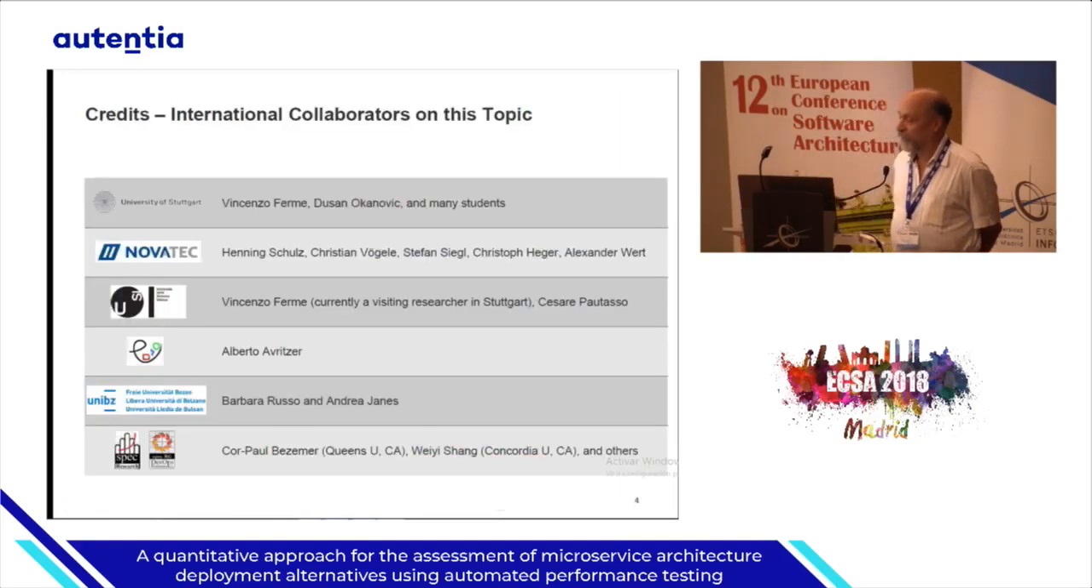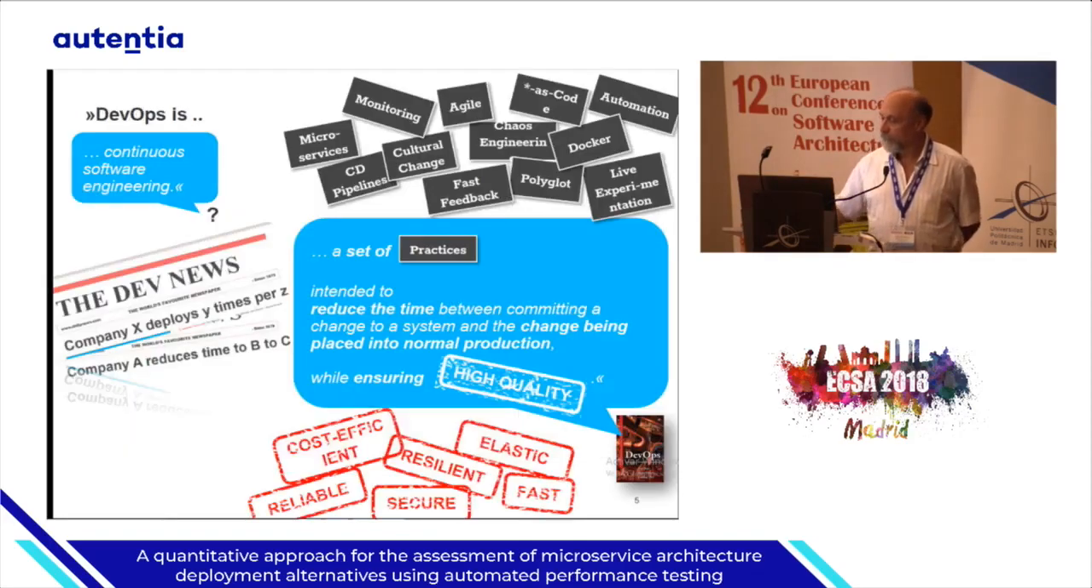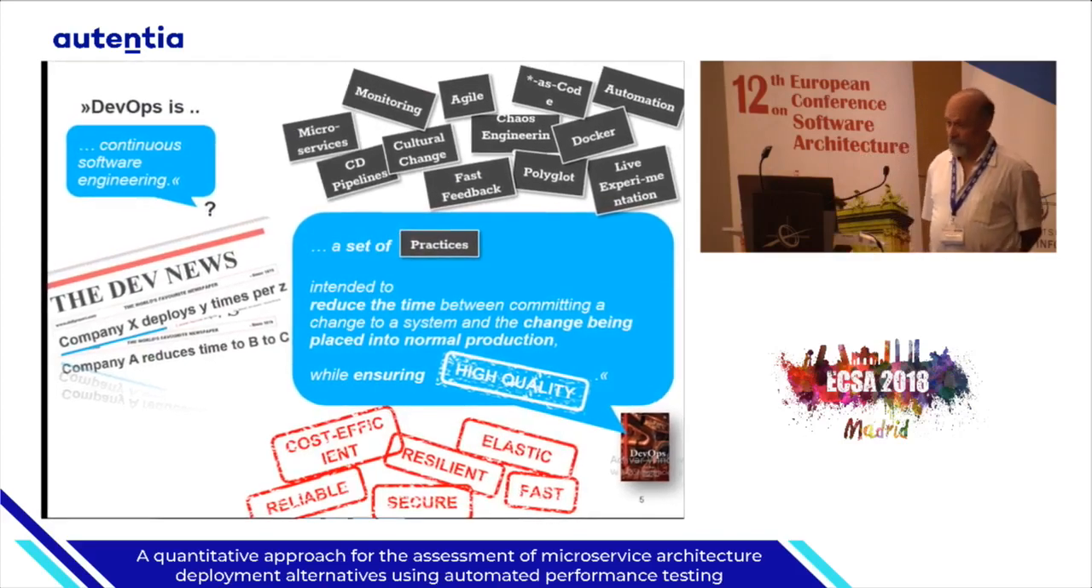And here you have the names of the companies. You have University of Stuttgart, Novatech, Università della Svizzera italiana, Lab Solutions, that's me. And a quiz for you: who can read my logo, understand what's in there? I tell you, it means scalability. And the question is, which language is that, right? Then you have University of Bolzano, Barbara Russo and Andrea Janes, and you have several other collaborations from the SPEC Research Group.